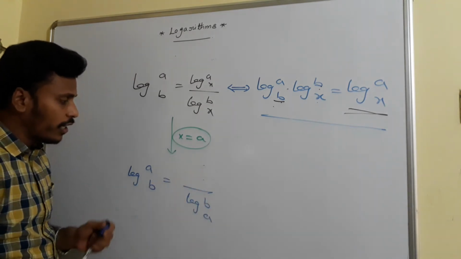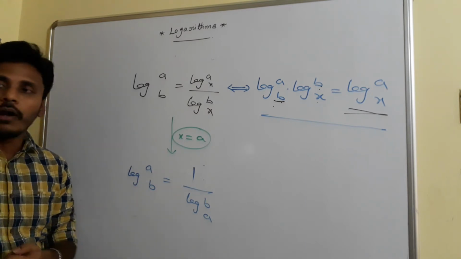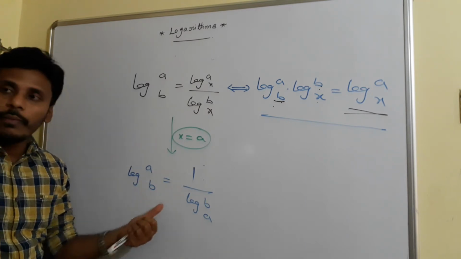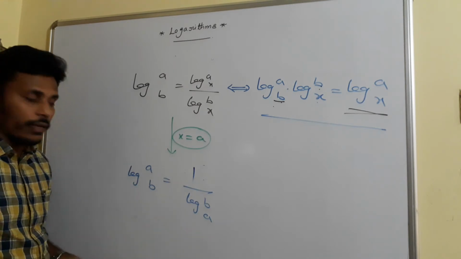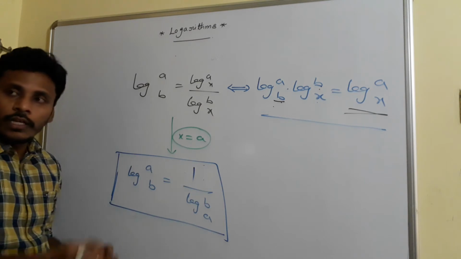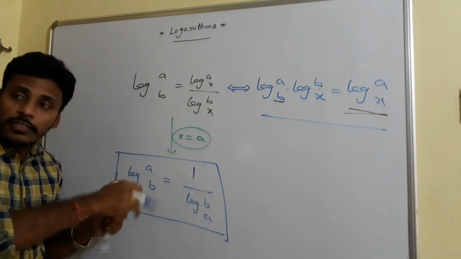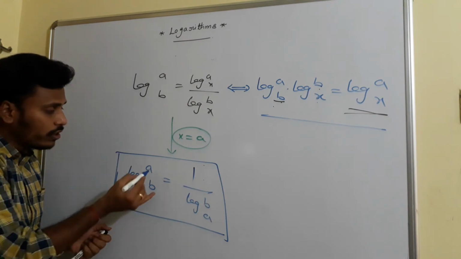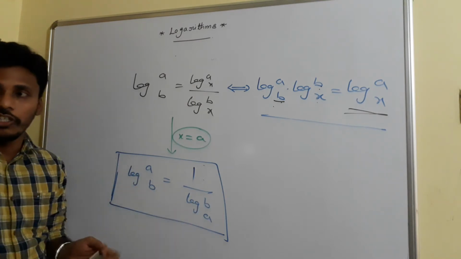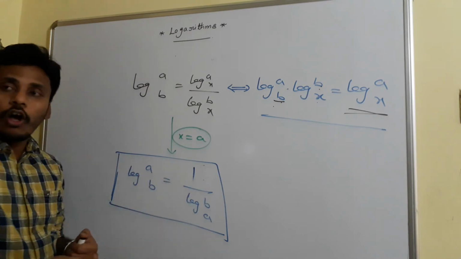Since you are replacing it with 1, you have that log a base b is equal to 1 by log b base a. So log a base b is equal to 1 by log b base a is another important law of the logarithm. So log a base b will become 1 by something. While reciprocating a logarithmic value, these two things get interchanged here. You need to keep in mind that one. That log a base b is 1 by log b base a.